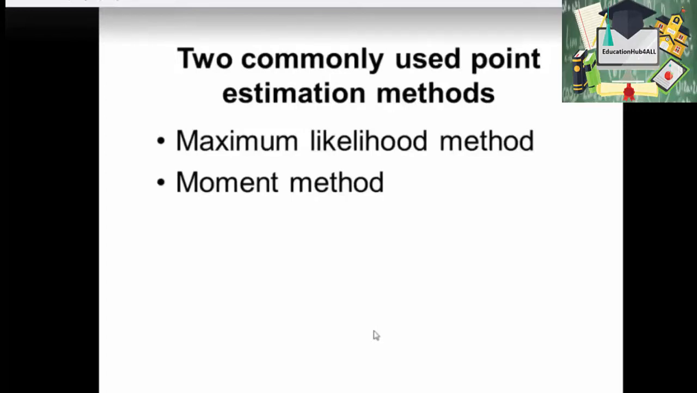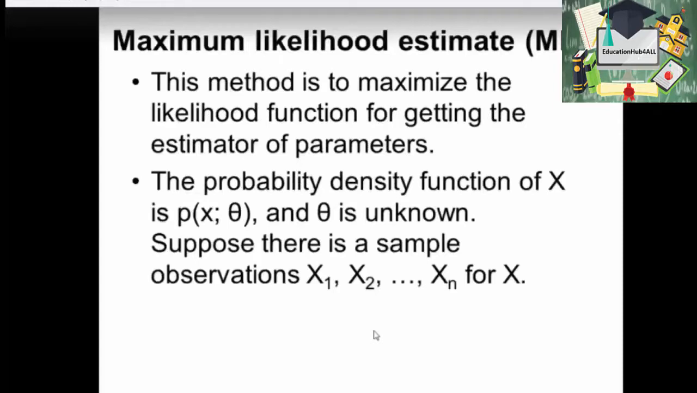There are two general methods for this estimation. The most commonly used is the maximum likelihood estimation, or maximum likelihood method. Fisher made a great contribution to this estimation as well. Another one is called the moment method. So, the maximum likelihood, or MLE.